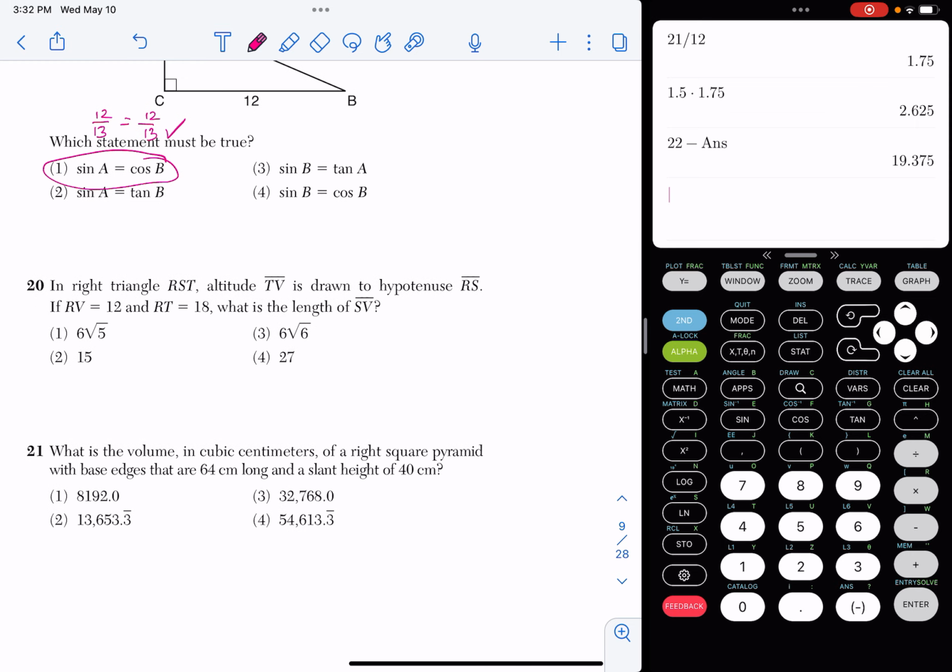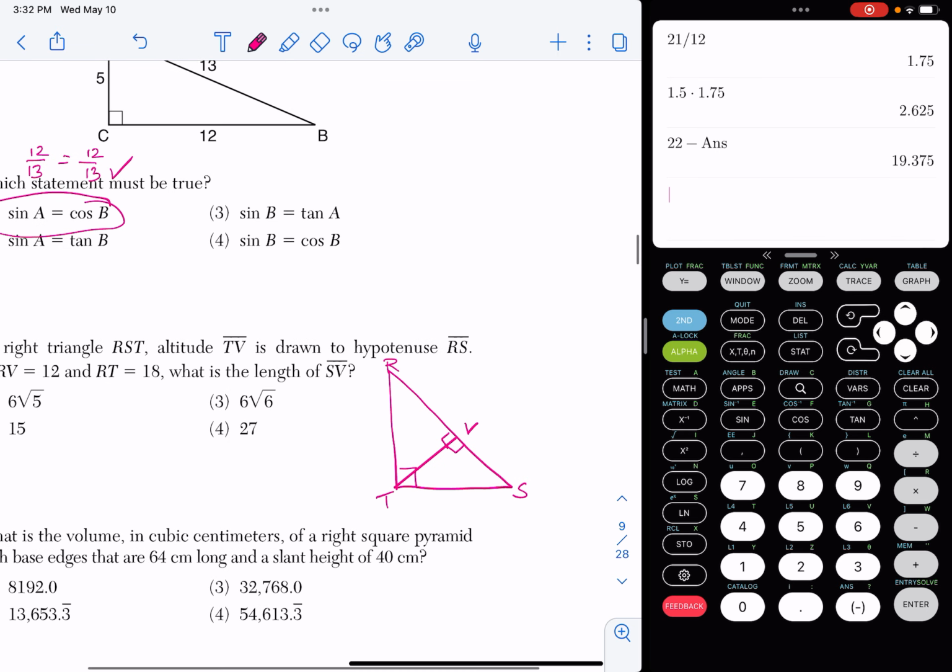All right, number 20. In right triangle RST, altitude TV is drawn to hypotenuse RS. So let's definitely draw a picture here. Okay, so we know the hypotenuse is RS, and we know that we have altitude TV. So it looks like this. Altitudes form right angles, so I'm going to put those right angles in there. If RV is 12, RT is 18, we're looking for the length of SV.